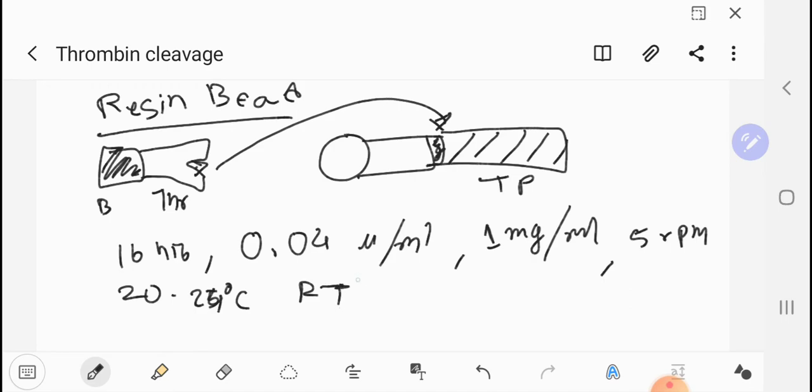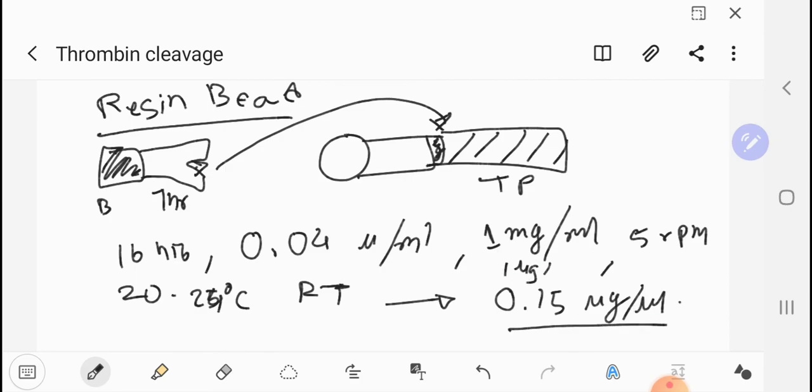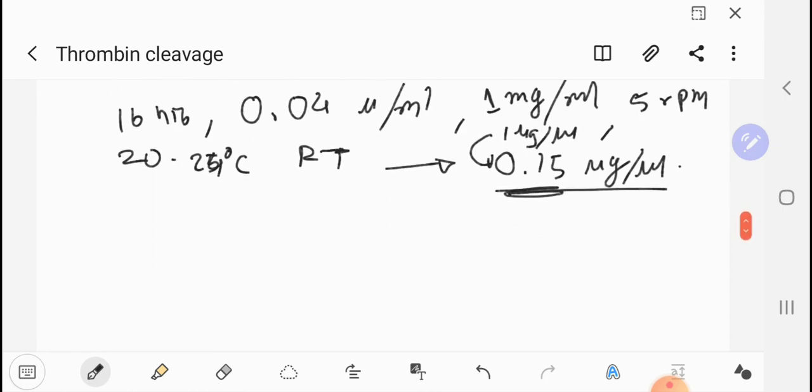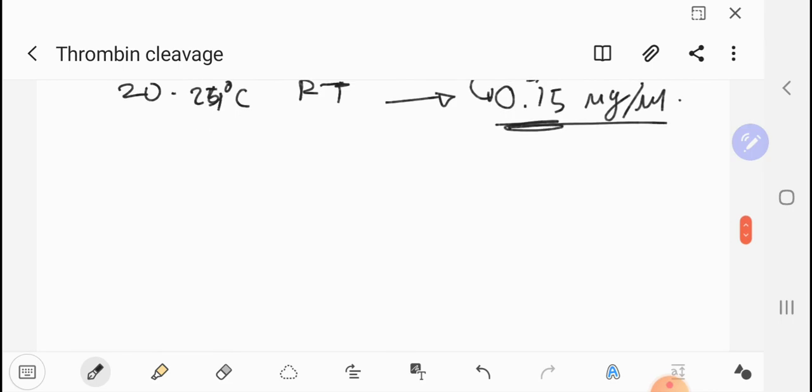So with this incubation, in the first dilution I got 0.15 microgram per microliter. So you can see from 1 microgram per microliter protein I obtained only 0.15, so only 15% protein I can obtain by thrombin cutting, and the other 85% protein remains uncut.